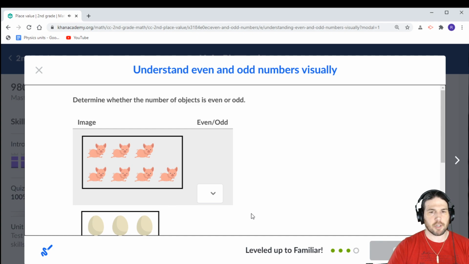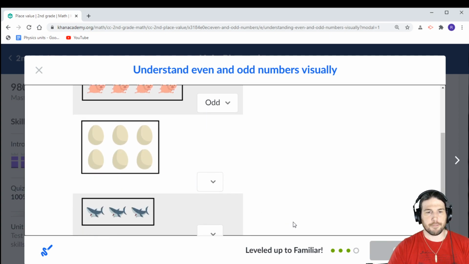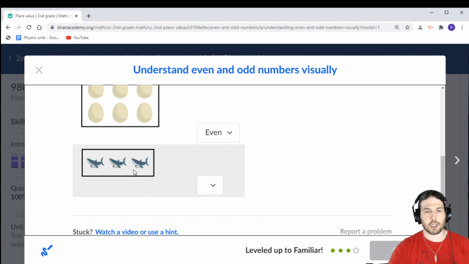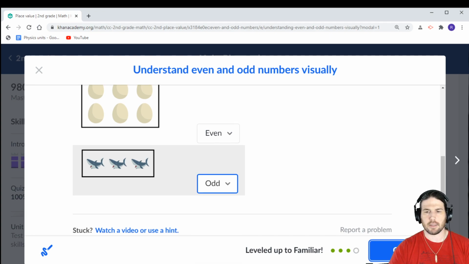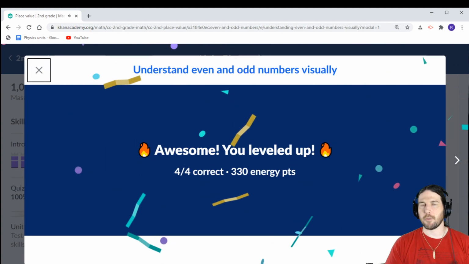Determine whether the number of objects is even or odd. There is one pig that's alone, so that's odd. Every egg has a partner, so that's even. There is one shark alone, so that's odd. I hope that makes sense from a visual perspective.